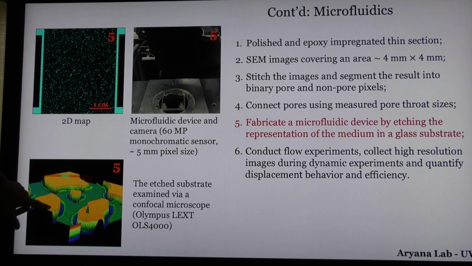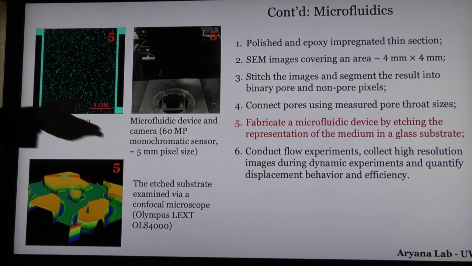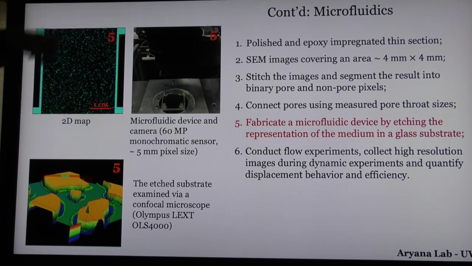Then looking under a confocal microscope, we characterize the depths, the geometries. Once we're happy with it, we bond it and create a microfluidic device, which is placed under a high-resolution camera. In this particular case, it's a 60-megapixel monochromatic back. So each pixel is about 5 microns, and we can take an image of the entirety of the porous medium, but there's enough resolution in the images so you can zoom in after the fact, and you can see features as small as about 10 microns.